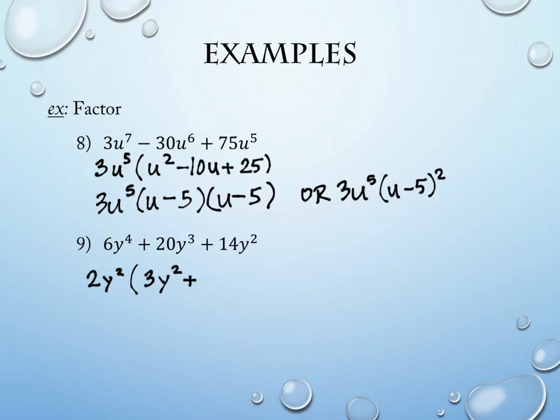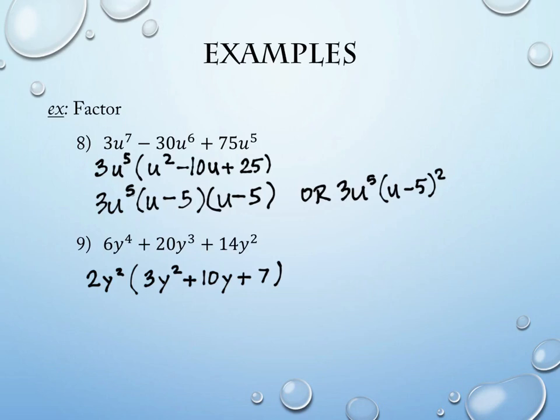20y cubed. Well, if I take a 2 out of a 20, I'm left with a 10, thank you. And if I take y squared out of y cubed, I'm left with y. The last one, 14y squared. Well, the y squared is going to be completely removed, right? So if I take the 14 now and I divide by 2, what am I left with? 7.